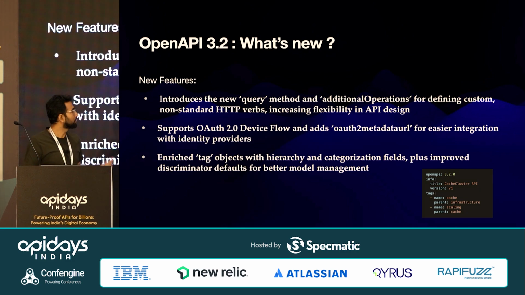There are some new features highlighted on the screen, and I will give a quick introduction. They have introduced the new QUERY method and an additional operation for defining your custom HTTP verb, increasing flexibility in API design. It supports OAuth authentication, and provides easier integration with things like RBAC. They also come with a hierarchical tag. Basically we have normal tagging, but with hierarchical tags there is a parent and child relationship that will help you with better model management.